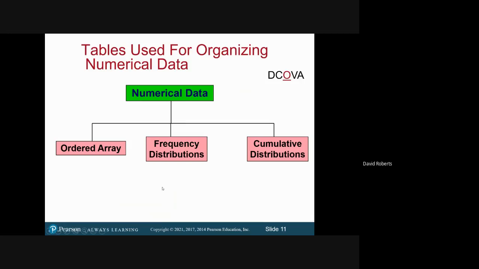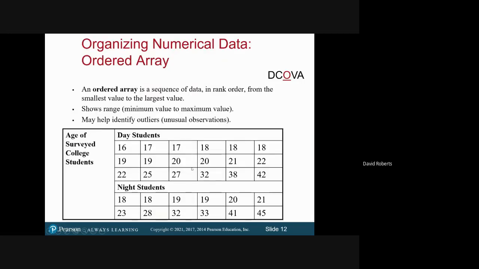So we're going to next move on to ordered arrays, frequency distributions, and cumulative distributions. In this case, we have an ordered array. In other words, they're in numerical order, and they will be from smallest to largest between day students and night students. So this particular case has to do with their age.